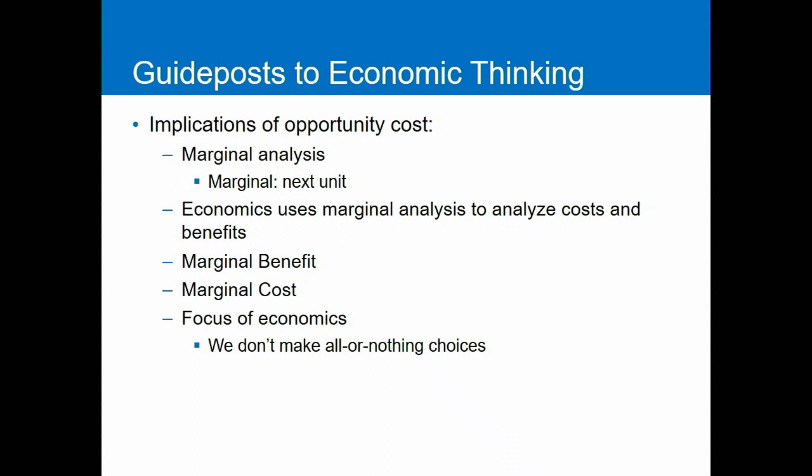So the focus of economics is that marginal choice, that next unit. The firm's trying to decide if they want to produce more. They don't consider, are we going to produce nothing or are we going to produce 100 units? They'll say, all right, we're running 99 right now. Should we make this next one? Are we going to sell this next one? Or is it going to be too expensive?